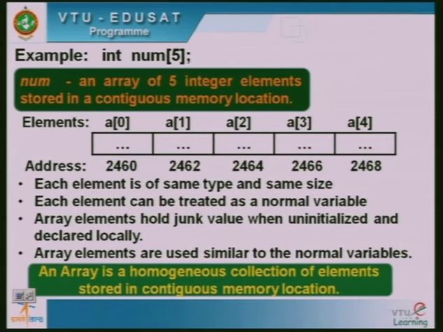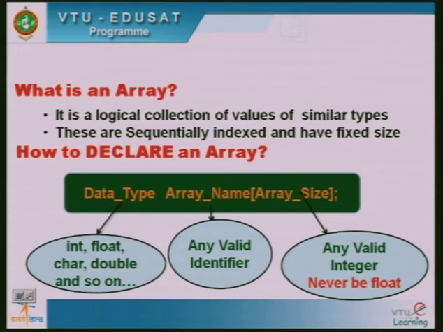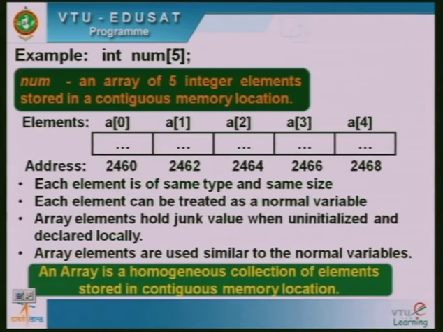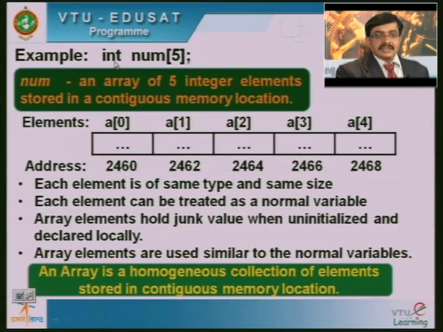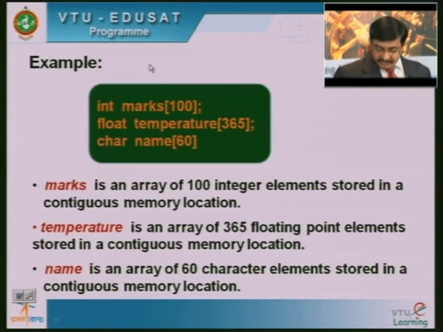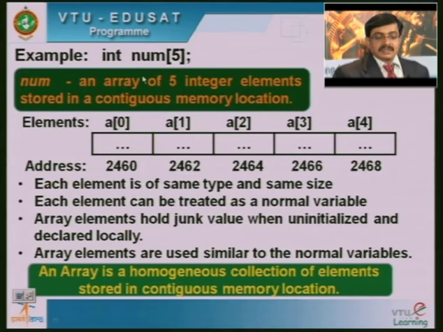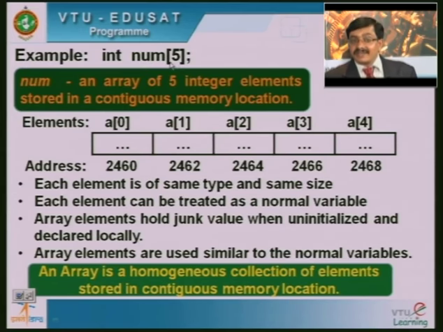Now consider this particular declaration, int num[5]. Here the first is the data type, then the name of the array, followed by the array size. The data type here is integer, the name of the array is num, and the size of the array I am declaring is 5. Fine. So how can I read this?